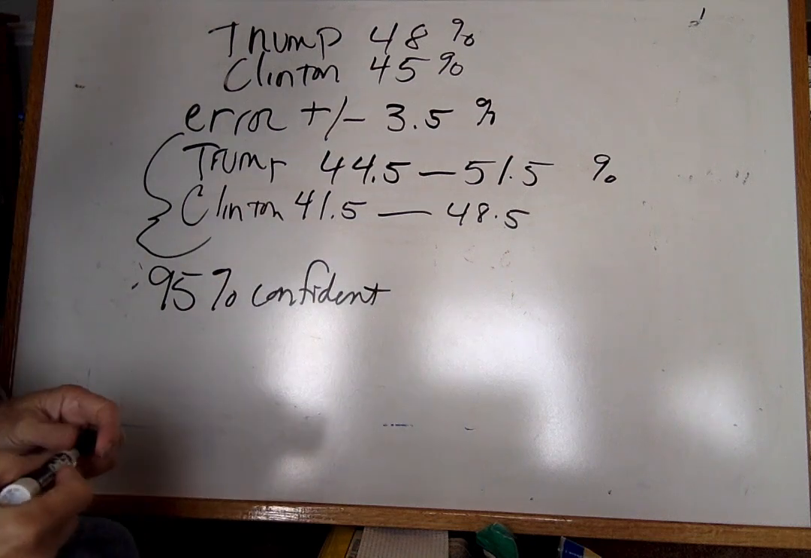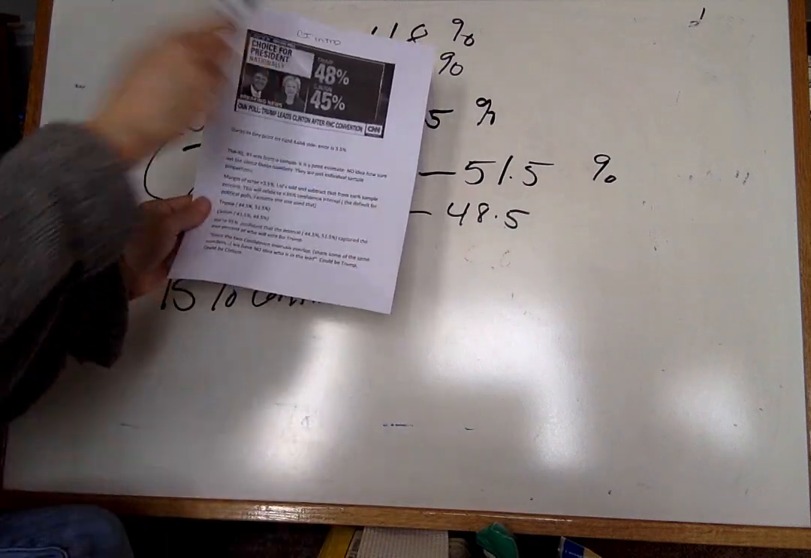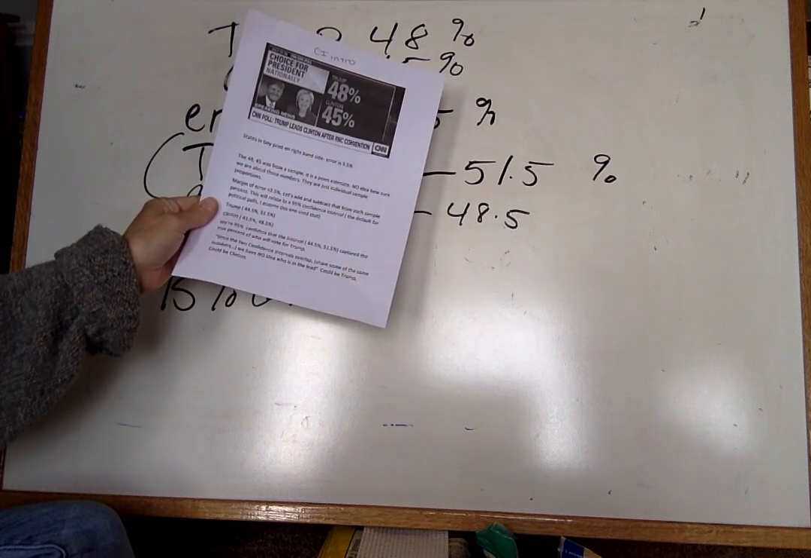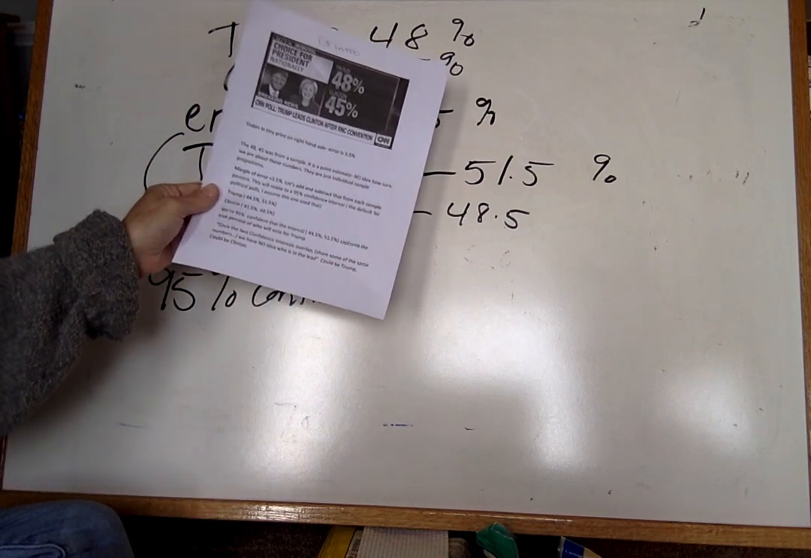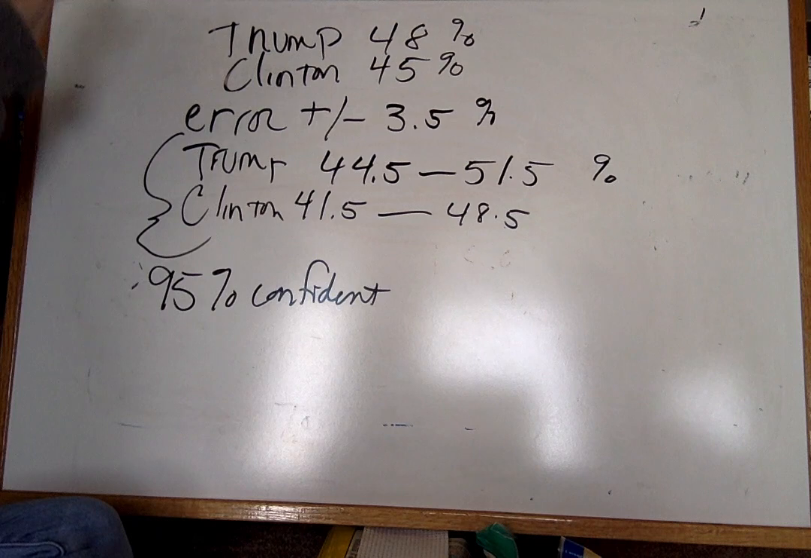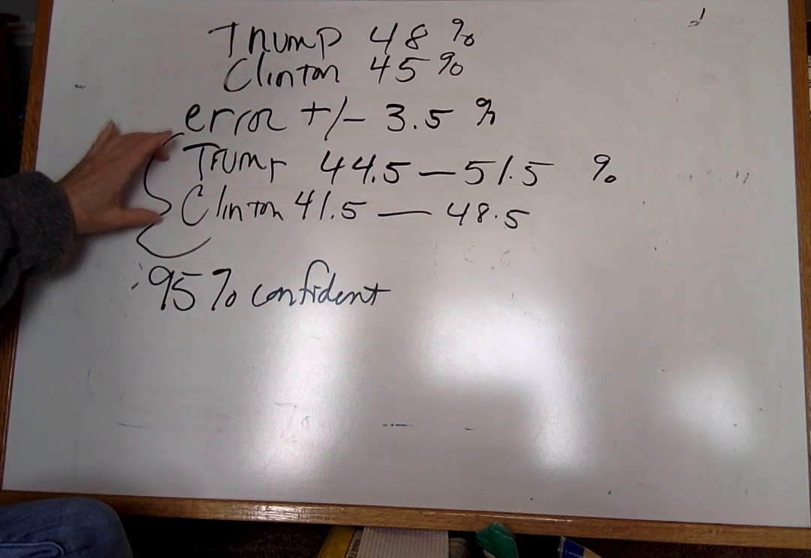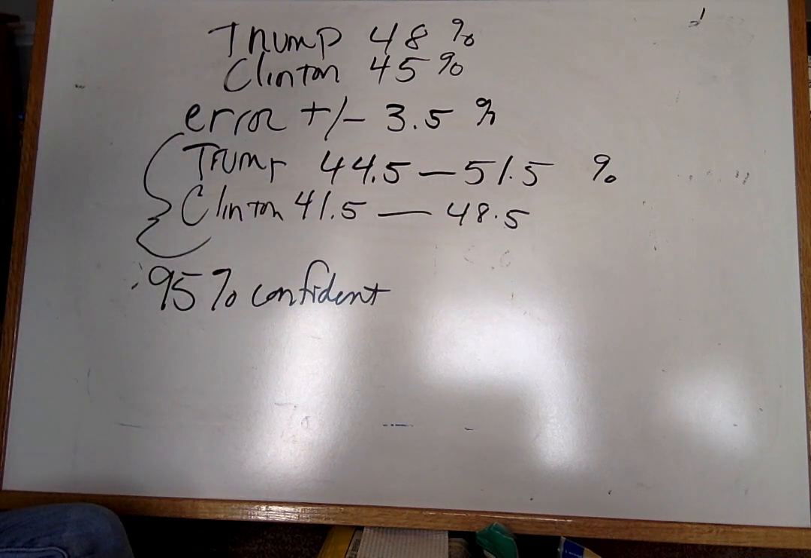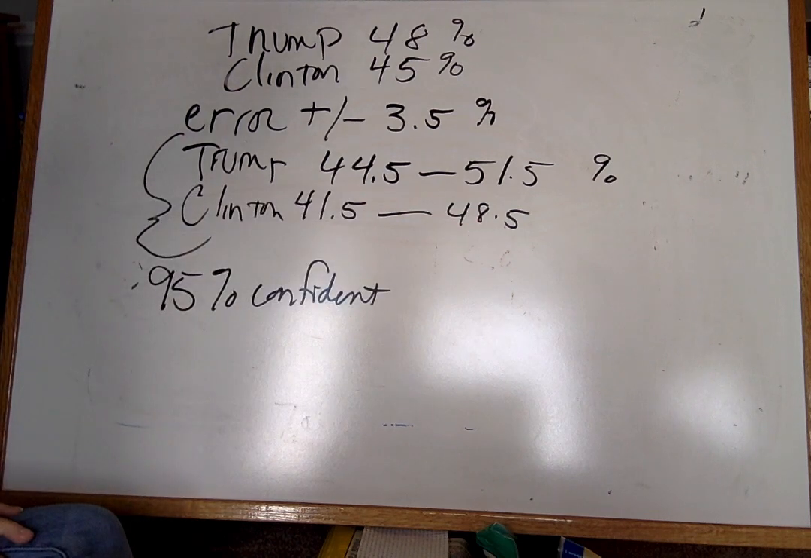Again, we will get to formal notes in a minute. This is just some intro to show you that this is actually a confidence interval problem that you would see on television or on some internet news website. And the people who talk about it probably don't even know what they are talking about. So now I see that I'm 95% confident of these intervals, that Trump is sitting somewhere between 44.5 and 51.5. Clinton is sitting somewhere between 41.5 and 48.5.